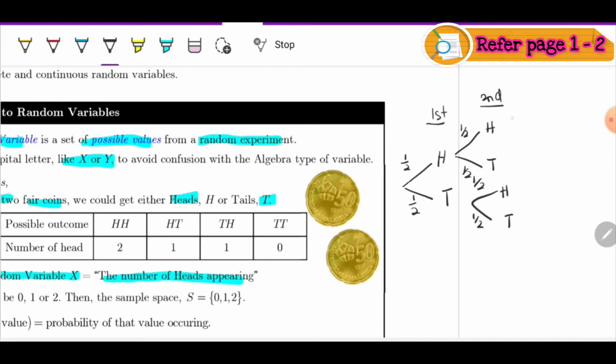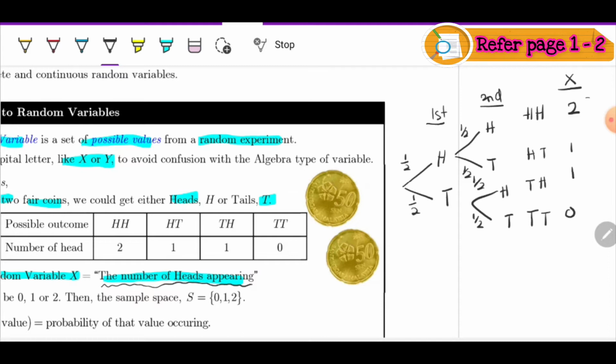At the end of the tree diagram, we list the outcomes. So the outcomes here are head, head, head, tail, tail, head, and tail, tail. So X is referring to the number of heads appearing. So the number of heads here is 2, 1, 1 and 0.